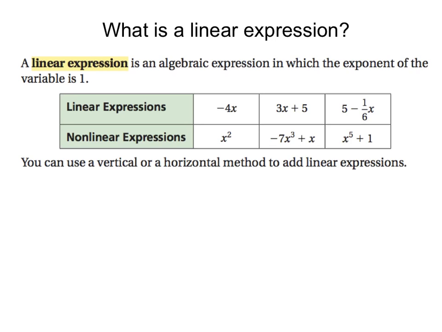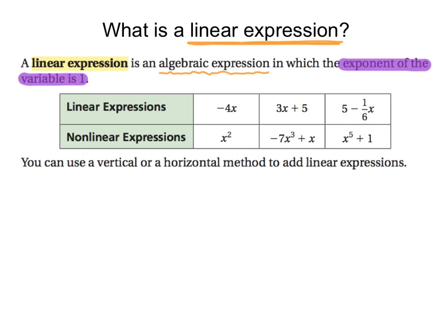So our most important definition that we're going to talk about today is exactly what is a linear expression. And so if you read below, it says a linear expression is an algebraic expression, so that means we're going to have letters and numbers, in which the exponent of the variable is 1. Maybe we should highlight that. So the exponent of the variable is 1. If we have an exponent and it's not 1, it's not linear.